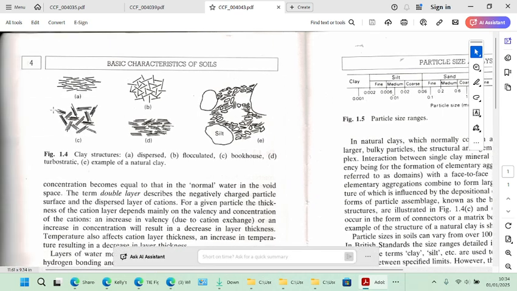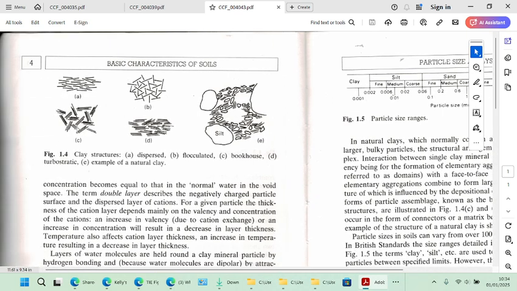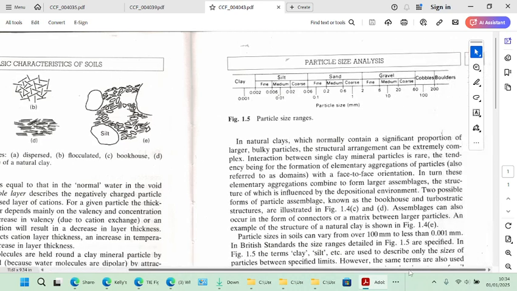So this is like C here, like a cluster of them, and C and D.